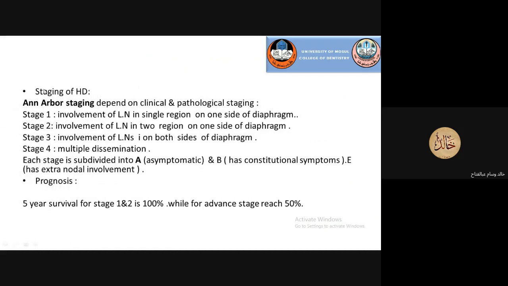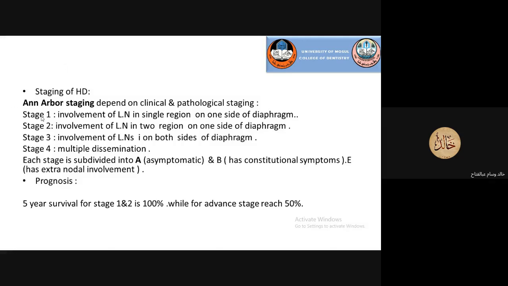How can we stage Hodgkin lymphoma? It is staged by the Ann Arbor staging system that depends on clinical and pathological staging. So we have four stages of Hodgkin lymphoma. For stage 1, there is involvement of a lymph node in a single region on one side of the diaphragm. Stage 2, there is involvement of lymph nodes in two regions, but again on one side of the diaphragm. Then in stage 3, there is involvement of lymph nodes on both sides of the diaphragm. And stage 4, there is multiple dissemination.